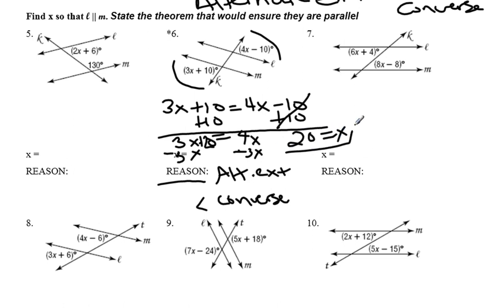And I know that's all it asked us for was to find x and give the reason why, but I'm going to go ahead and plug my 20 back in to make sure that these are in fact congruent so that I know that I did it right. So 4 times 20 is 80, minus 10 is 70, and 3 times 20 is 60, plus 10 is 70. So sweet, I did it right.